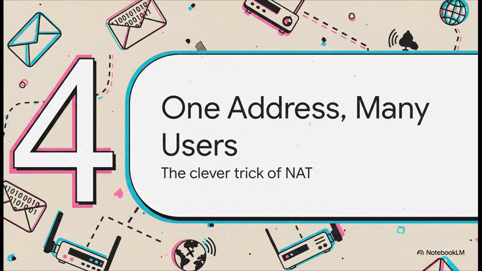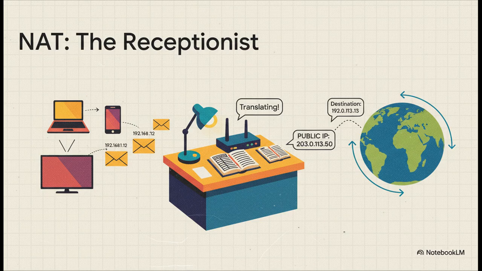But wait a minute. If those addresses are internal only, how do all of those devices actually get out to the public internet? Well, this requires another really clever trick, one that was absolutely critical for keeping the internet running. It's called NAT, or Network Address Translation.